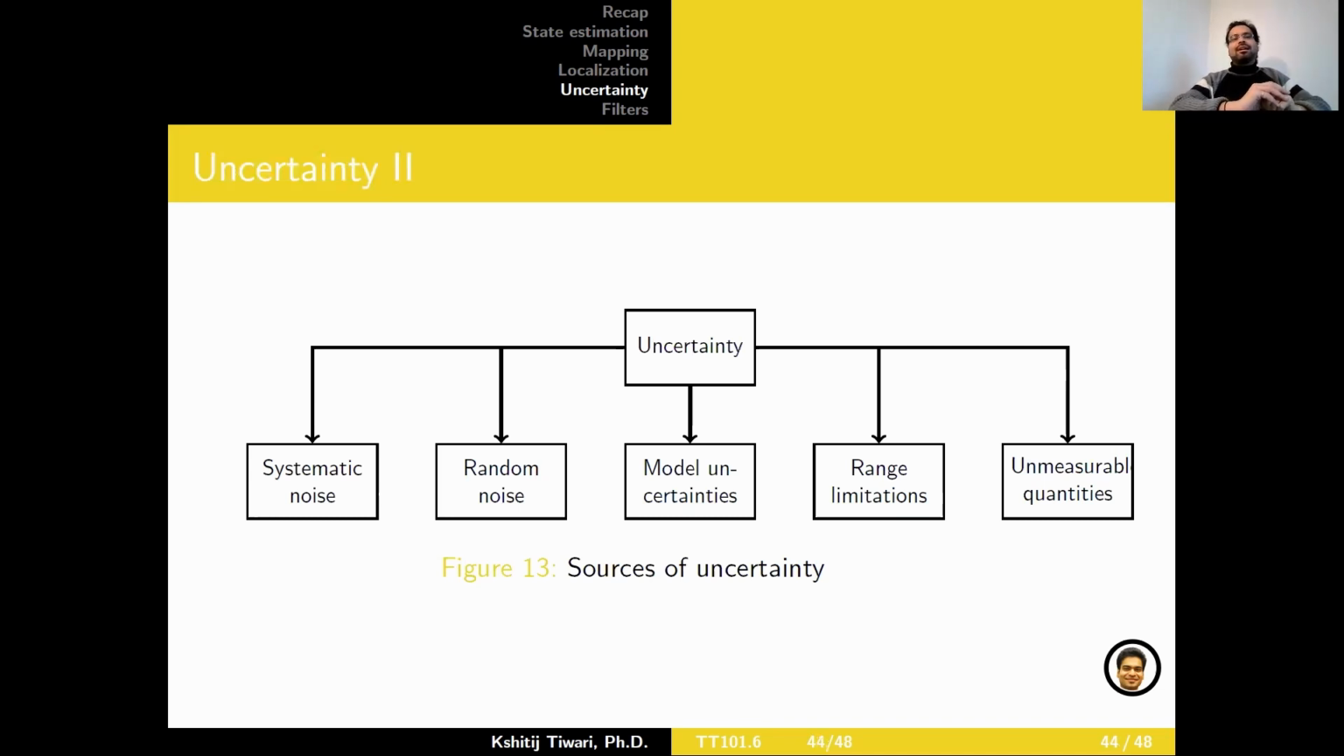So there is some hardware uncertainty, right? There's systematic noise, there's random noise, there's some range limitation from the sensor, how far and how much it can observe at any given time. Then there are some unmeasurable quantities that the sensor just cannot measure for you. Those are the things. Plus, there are also algorithmic uncertainties.